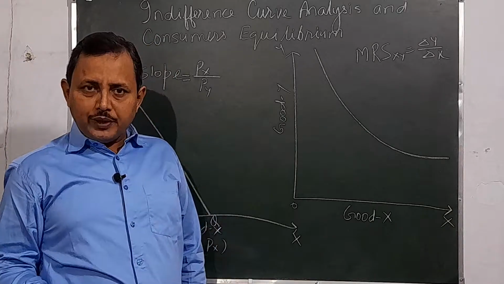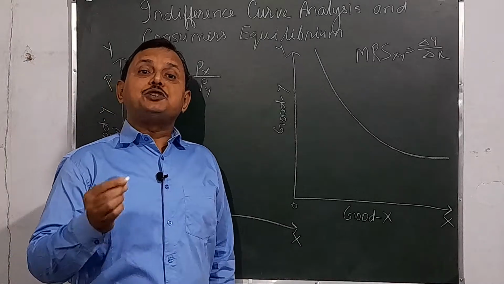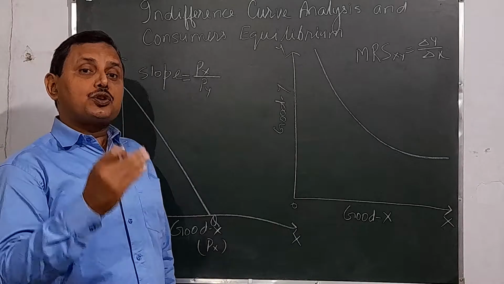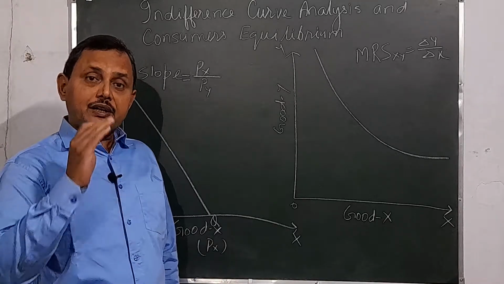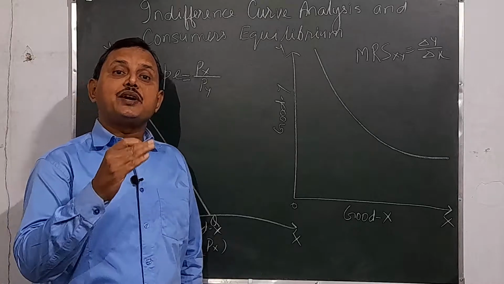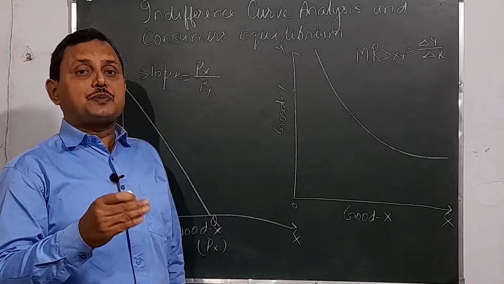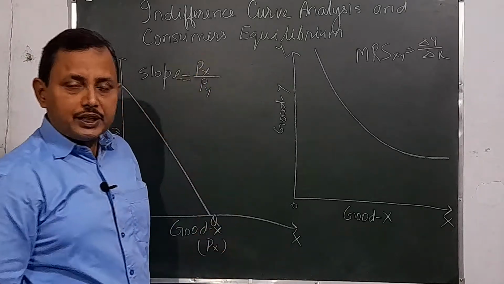What is consumer equilibrium? Consumer equilibrium is a situation when the consumer maximizes his satisfaction by allocating his total income on various goods and services. So when the consumer allocates his income on various goods and services in such a manner that his total satisfaction is maximum, that situation is known as consumer's equilibrium.